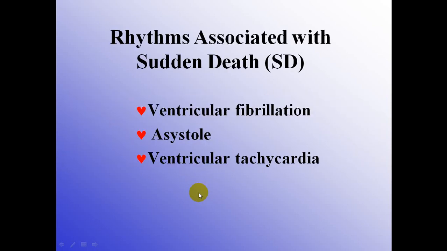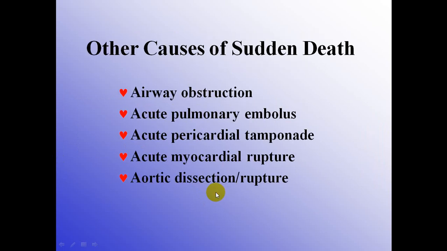Rhythms associated with sudden cardiac death: ventricular fibrillation, asystole, and ventricular tachycardia. These might be associated with sudden cardiac death. Other causes of sudden cardiac death: airway obstruction, acute pulmonary embolism, acute pericardial tamponade, acute myocardial rupture, aortic dissection. These are other causes in the differential diagnosis of sudden cardiac death.